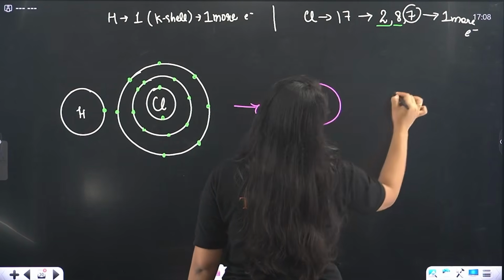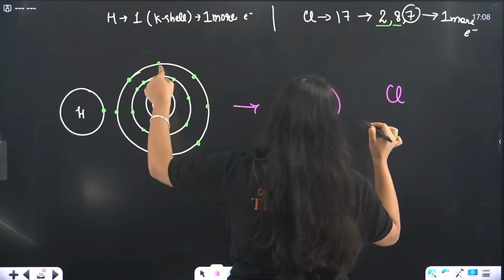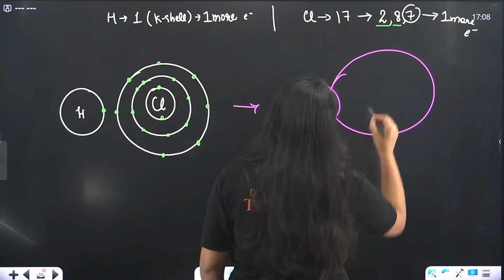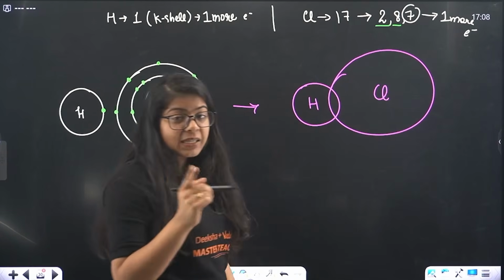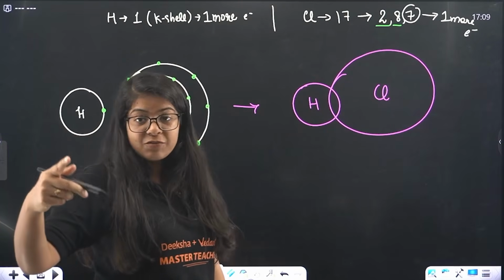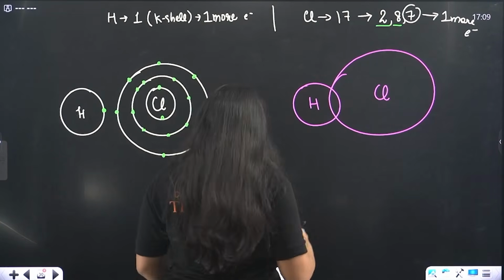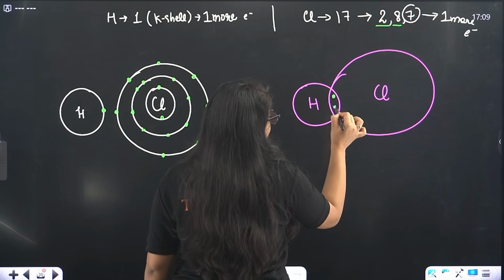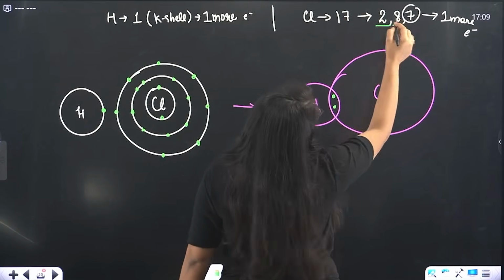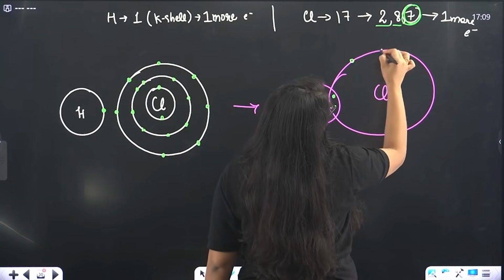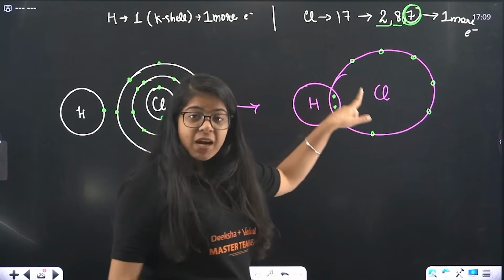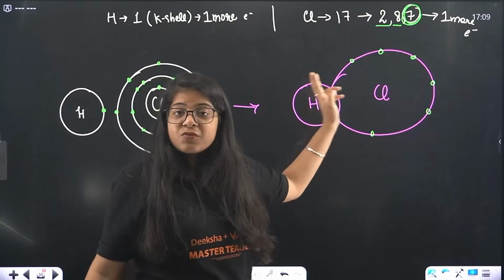So hydrogen and chlorine. I'm just making the last shell of chlorine. That does not mean the other shells do not exist. If I'm not drawing the other shells, that does not mean they do not exist. I'm just showing the valence shell, and that is what we are going to do moving forward. One electron of hydrogen is shared here, one electron of chlorine is shared here. What is the electronic configuration of the valence shell? 1 2 3 4 5 6 and this 7th one. So it shared the 7th one with hydrogen, and hydrogen shared its first one with the chlorine.